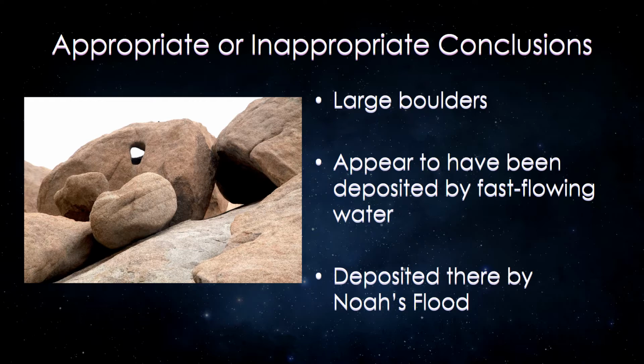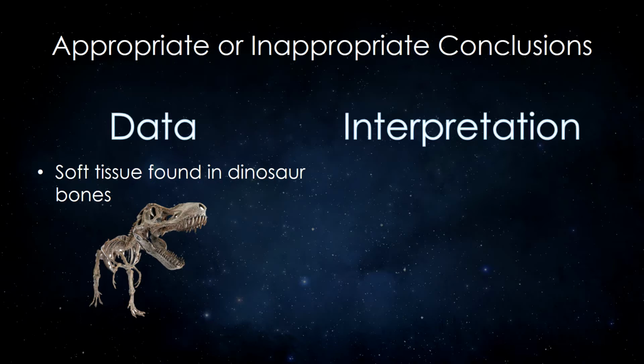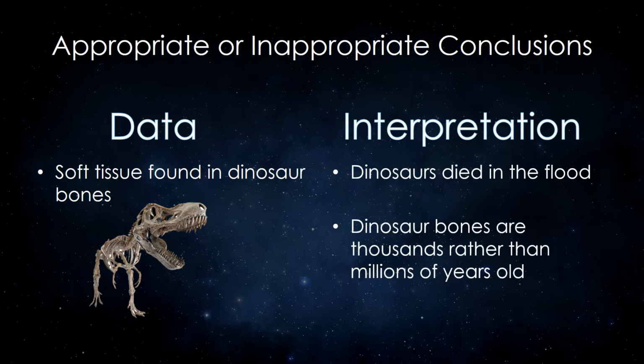Paleontologists have discovered some soft tissue, like blood vessels and bone cells, in fossilized dinosaur bones. This is data. Which interpretation best fits this particular piece of evidence? That dinosaurs died in the flood, or that dinosaur bones are thousands rather than millions of years old?